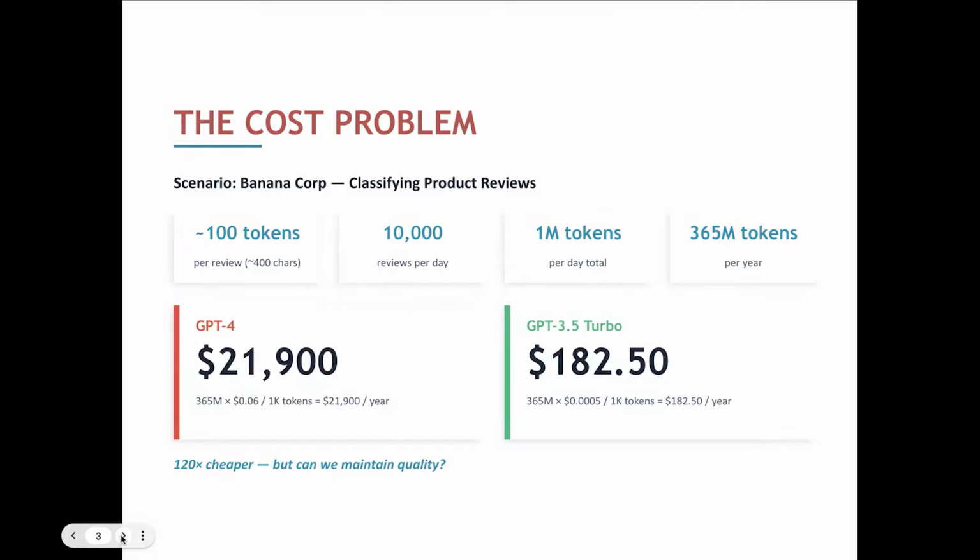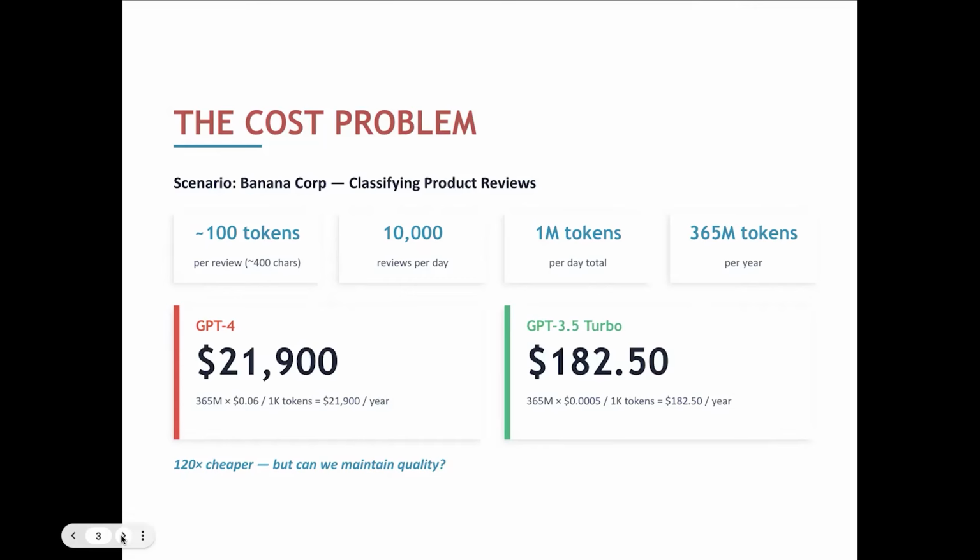This chapter starts with a really important observation, which is that using large language models at scale can get expensive very quickly. To make this more concrete, let's ground this in a real scenario. Imagine a company called Banana Corporation that collects customer reviews on its products. Now, these are just free-form text reviews, and the goal is to classify each one as either positive or negative.